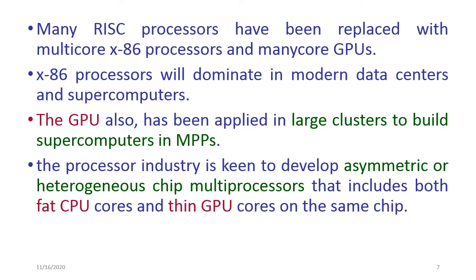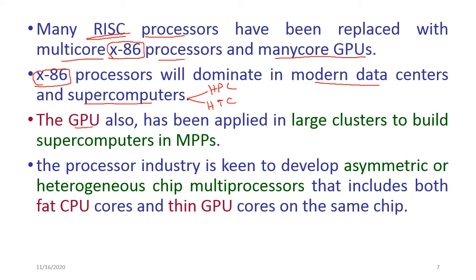Nowadays, RISC, meaning reduced instruction set computer processors, will be replaced by x86 processors, that is multi-core x86 processors and many-core GPUs. And these x86 processors will dominate the modern data centers and supercomputers. Supercomputers are either HPC systems or HTC systems.